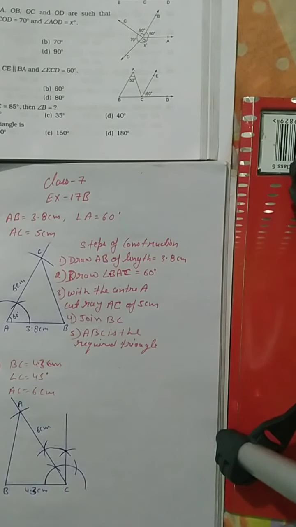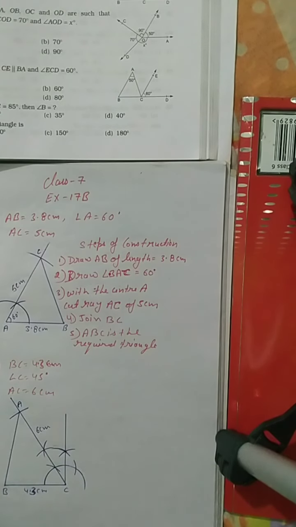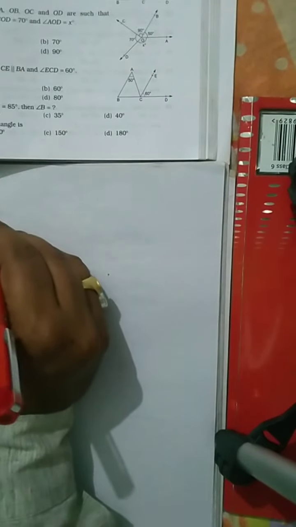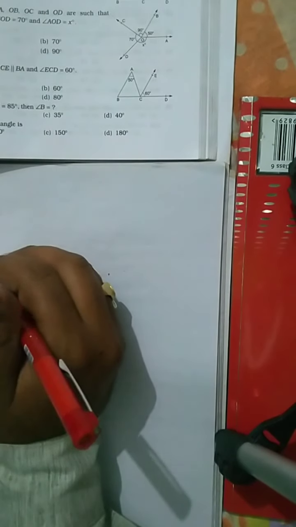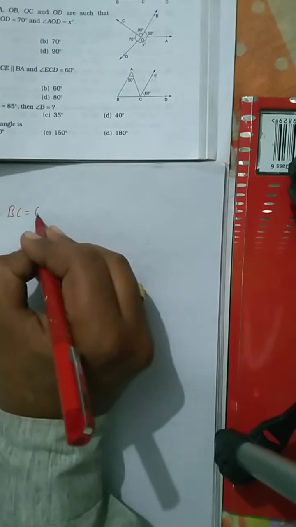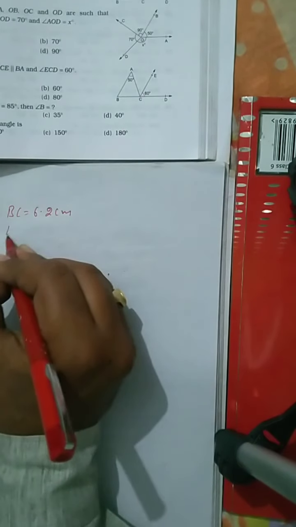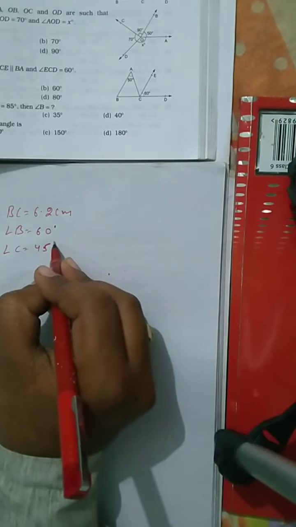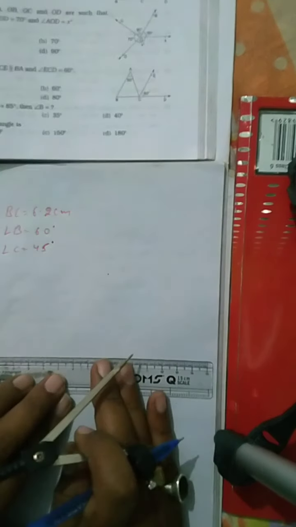Now question number 8, construct a triangle ABC in which BC is 6.2 centimeter, angle B is 60 degree and angle C is your 45 degree. Now we will discuss your question number 8. First of all, you have to draw a line of 6.2 centimeter.